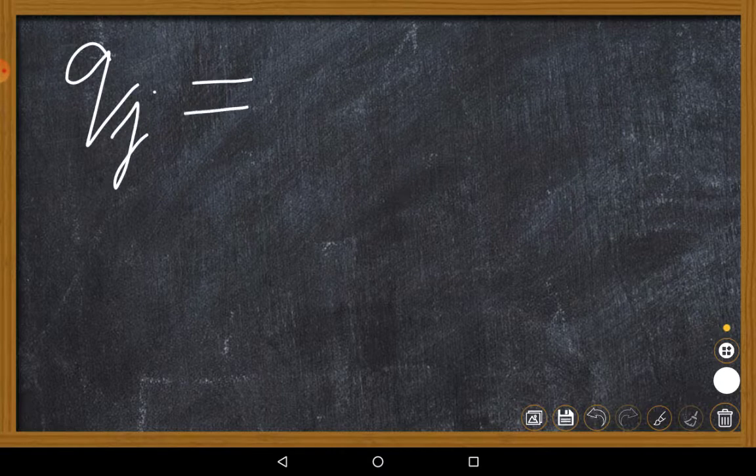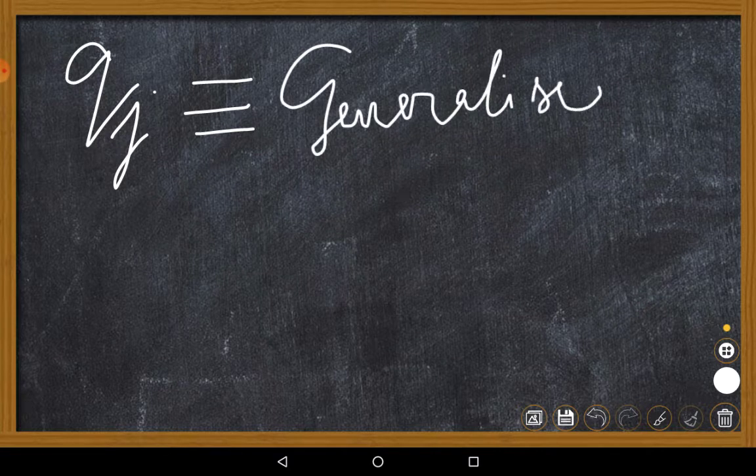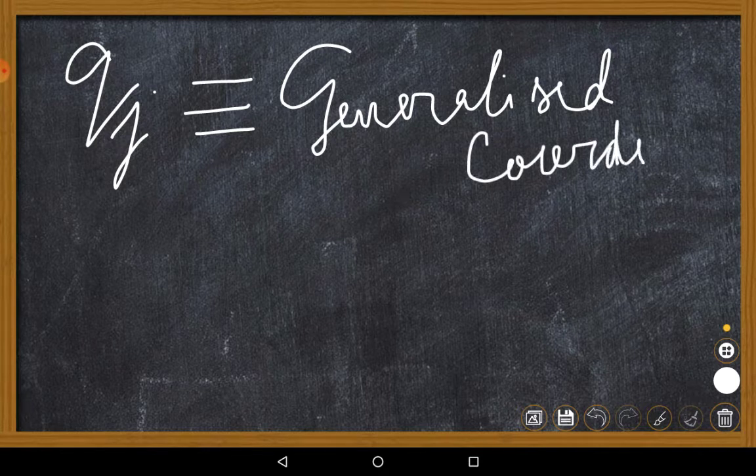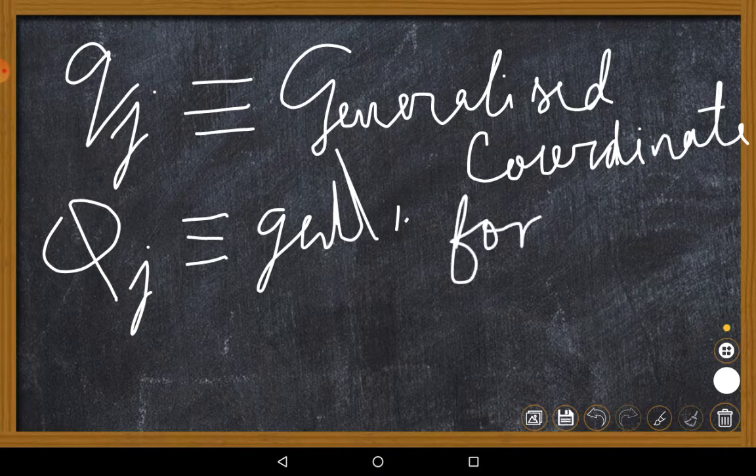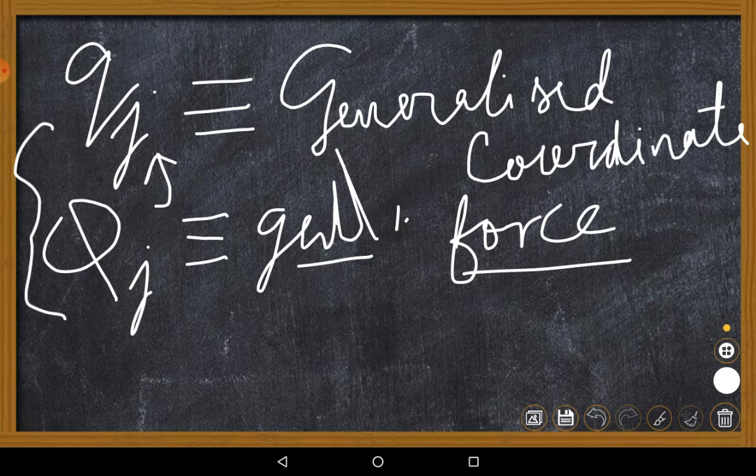Now when I say q j, it means generalized coordinate. What I exactly mean by generalized coordinate, I'm coming to that point now. The other term you saw, capital Q j, means generalized force. This is the generalized force corresponding to the generalized coordinates we are using, and these two are important in our modified Euler Lagrange.